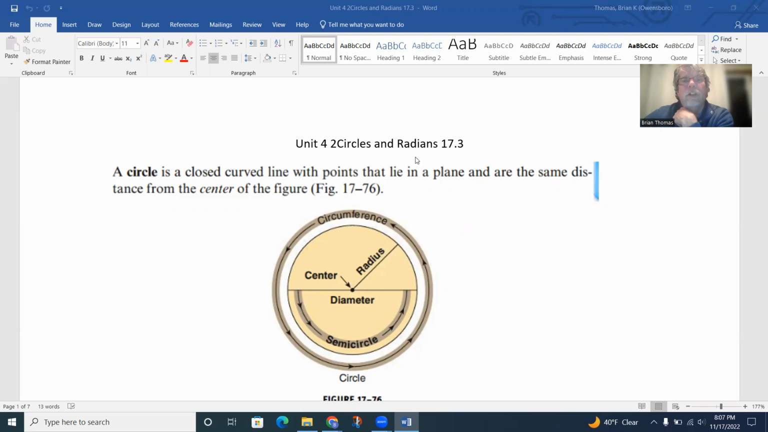So in this lesson, we're going to get into circles and radians. The first half, we're just going to review circles again. A circle is not a polygon because a polygon has sides. A circle is really more of a curvature.